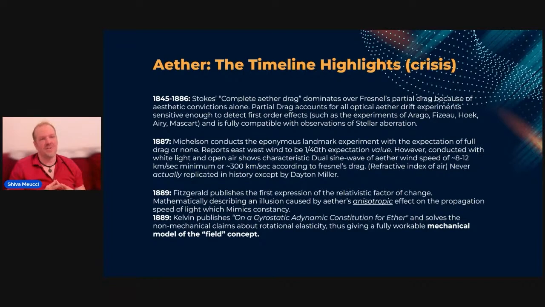1889, Fitzgerald publishes the first expression of the relativistic factor of change. Now, a lot of people aren't aware of that. It was something only recently discovered by historians, that he was the first to publish it in its simplest form. So he mathematically was intending to describe an illusion caused by ether's anisotropic effect on the propagation speed of light, which mimics constancy. So in other words, what I'm trying to say here is that Fitzgerald was mathematically modeling what would happen to a Michelson-Morley experiment and how it could end up being null, even though there is definitely an ether wind impacting the motion of light.